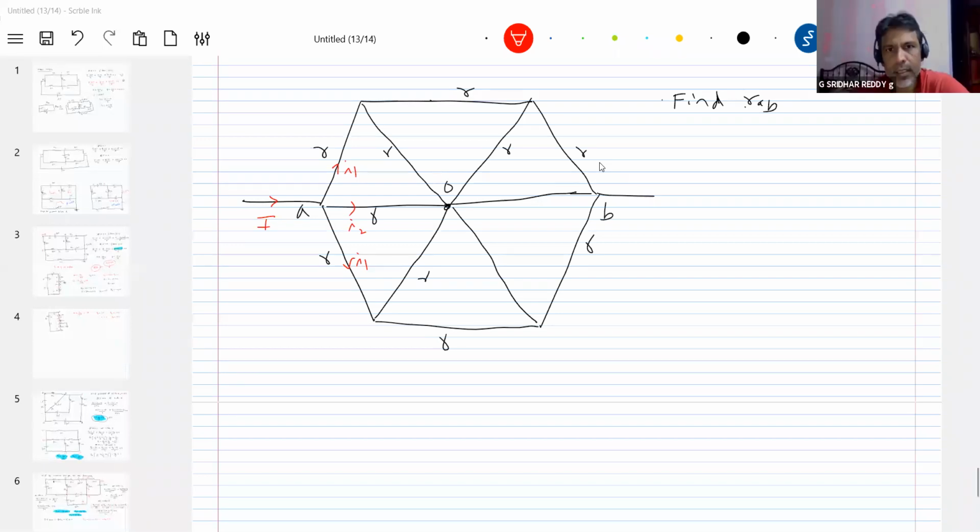So this current I1 further will divide into I3 and I4. So here it will be I3 and this is I4. This I3 here will not branch, and this I2 will not branch.